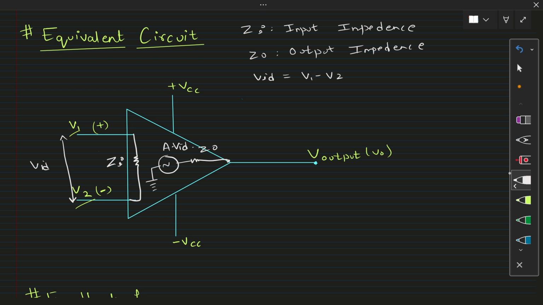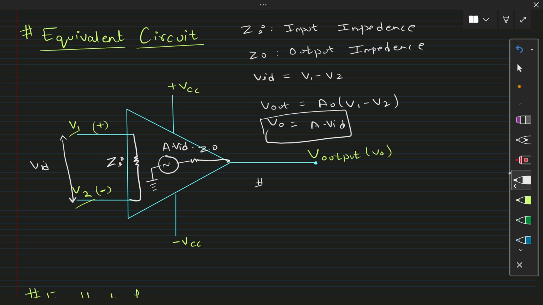In the previous lecture, we have seen that the output voltage in an operational amplifier is A0 times the difference between the voltages, that is V1 minus V2, where A0 is the gain of the operational amplifier. Similarly here, V output is equal to A into VID. So this is our equation, and VID is nothing but V1 minus V2. So this is our equivalent circuit for an operational amplifier.